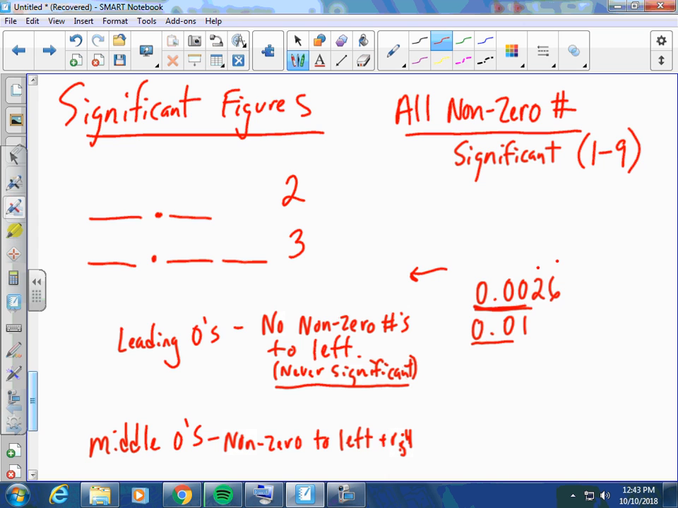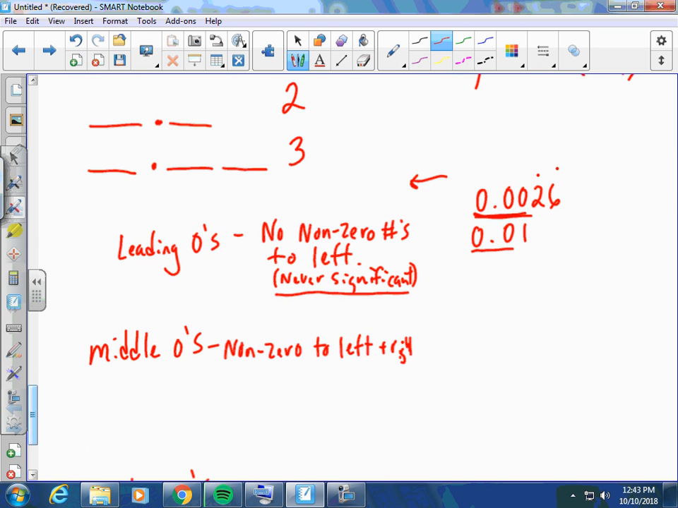Middle zeros. So middle zeros have some non-zero digit to the left and to the right, like 101, 2,500.6. Okay, if I'm doing 101, 1 is a non-zero digit, 1 is a non-zero digit. Those are significant figures. This 0 has a significant figure somewhere to the left, somewhere to the right. It's a middle 0. And this number here, 2,500.6, the 2 and the 5 count, so does the 6. These zeros right here, they have a non-zero digit to the left somewhere and to the right, so they're middle zeros. Middle zeros always count, always significant. Okay? Good with that? Making sense so far, or have any questions?